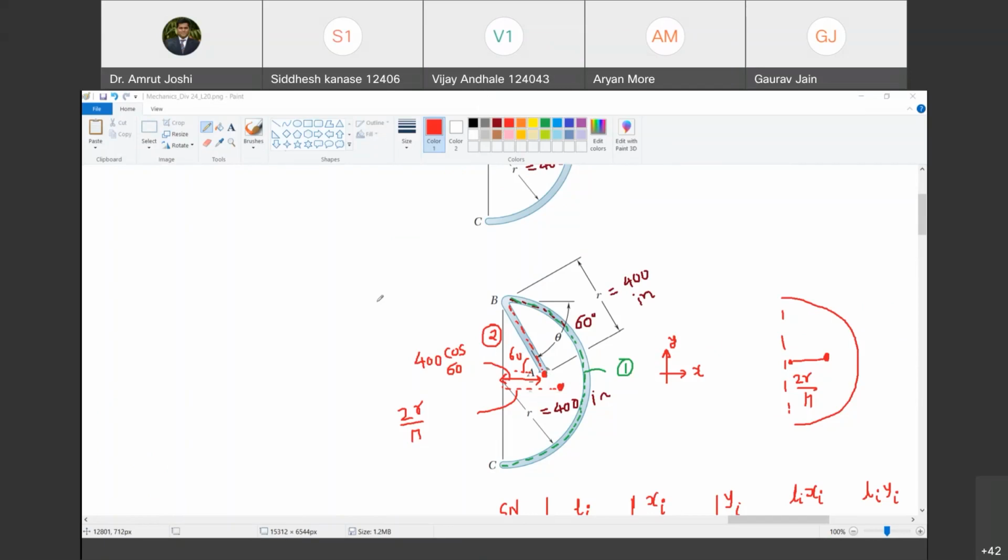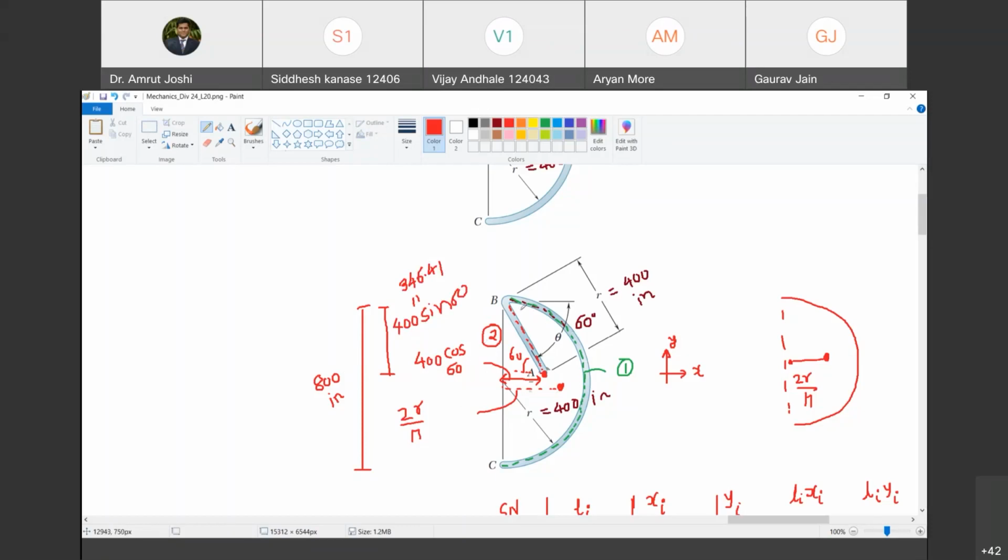Now for yi, look, this distance from C to B is twice r. Are you with me? Yes, sir. So this is 800 inch. Happy? Yes, sir. And this vertical distance of point A from here is how much? Tell me. 400 sine 60. Yes, sir. So how much is 400 sine 60? 346.41.